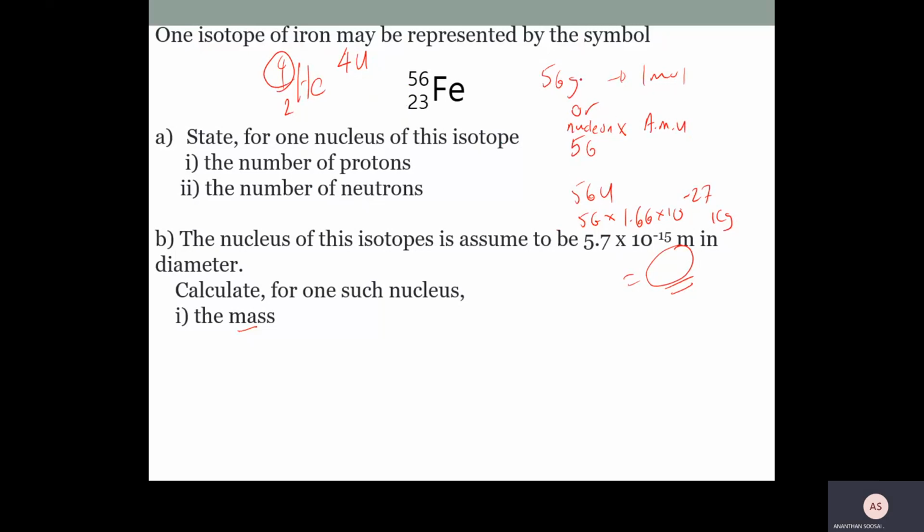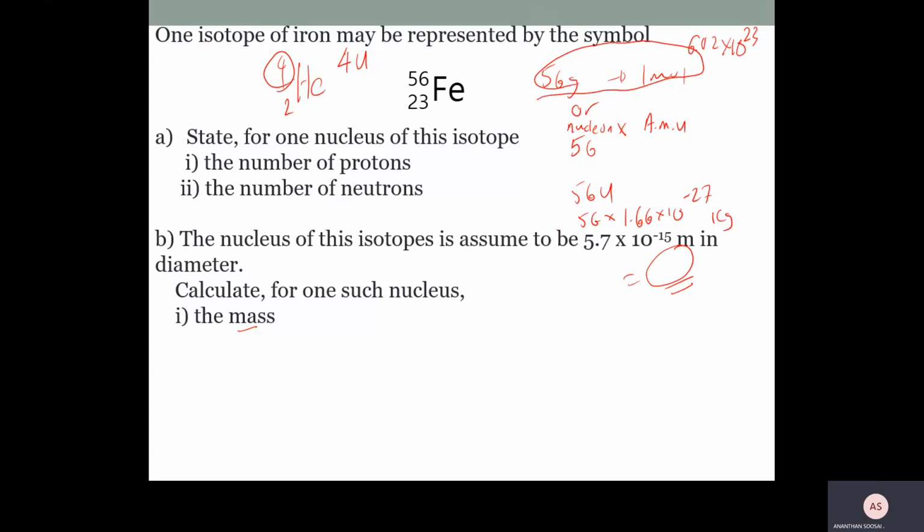Or you can think 56 gram is 1 mole, divided by Avogadro constant. Also, you should be able to get. Check, do you get the same answer from these two methods? 56 gram, 1 mole, 1 mole is Avogadro constant, how much? 6.02 times 10 to the power of 23, right? Okay. 56 divided by 6.02 times 10 to the power of 23, get the answer. And 56 times 1.66 times 10 to the power negative 27, you get the same number.